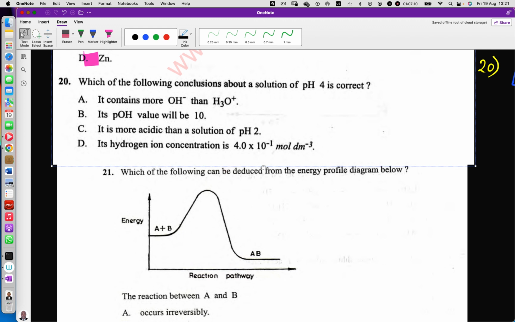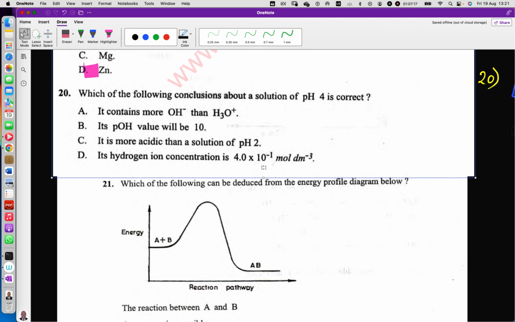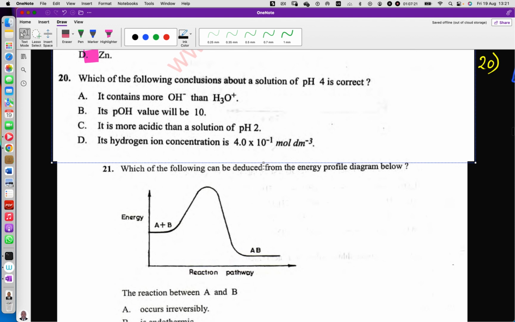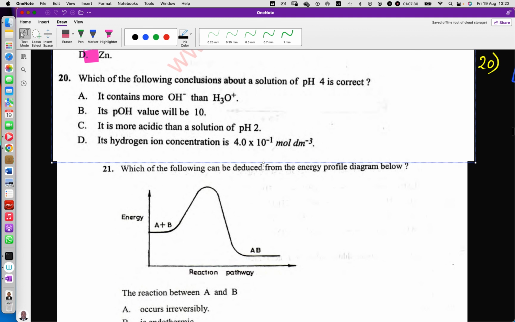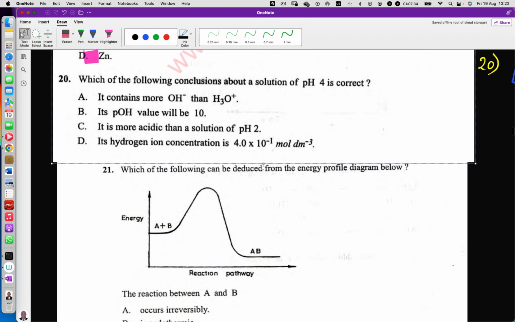Okay, we have: it contains more OH than the H3O plus. The pOH value will be 10. It is more acidic than a solution of pH 2. No. A pH 4 is even weaker than a pH 2.